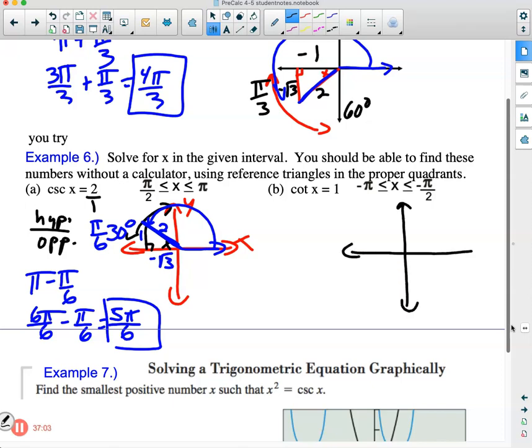For B, we are supposed to find where the cotangent of x equals 1, and it says we need to be between negative pi over 2 and negative pi. That's third quadrant.